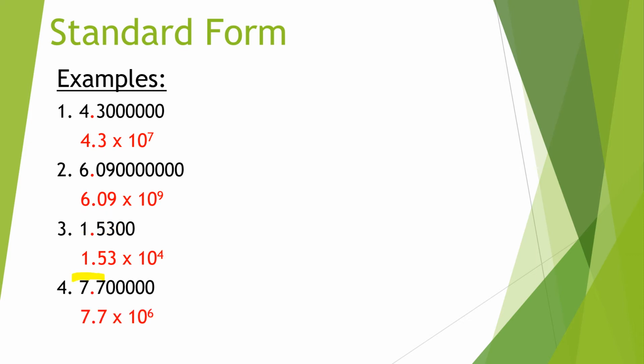And finally 7.7, and then we're going to work out the number of decimal places again: 1, 2, 3, 4, 5, 6, giving us 7.7 times 10 to the 6.